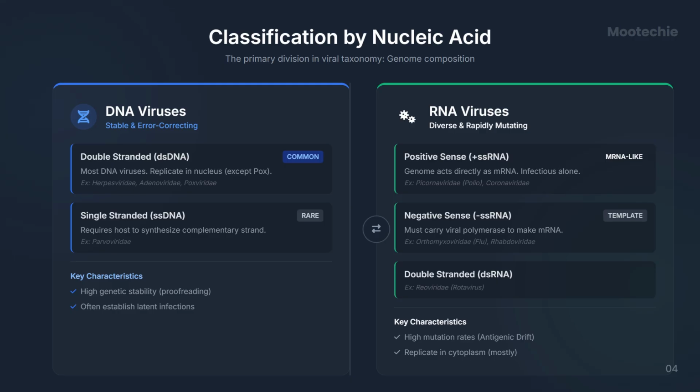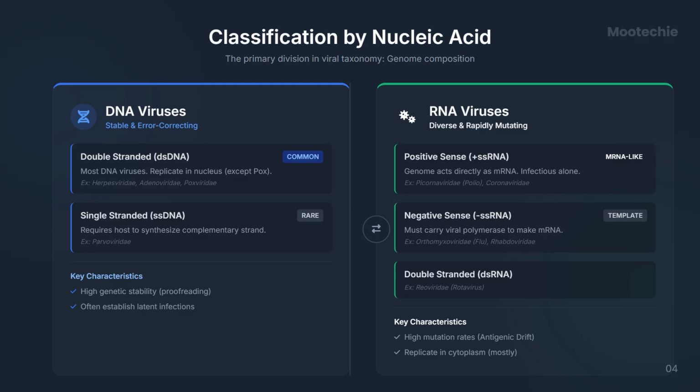This group is incredibly diverse and known for rapidly mutating. First, positive-sense single-stranded RNA or plus ssRNA. For these viruses, their genome can act directly as messenger RNA, which means the viral particle itself is infectious. Examples include picornaviridae, which causes polio, and coronaviridae. Next is negative-sense single-stranded RNA or minus ssRNA. Their genome is the complement of mRNA, so they must carry their own viral polymerase enzyme into the host cell to make a proper mRNA strand. Examples are orthomyxoviridae, like influenza, and rhabdoviridae, like rabies.